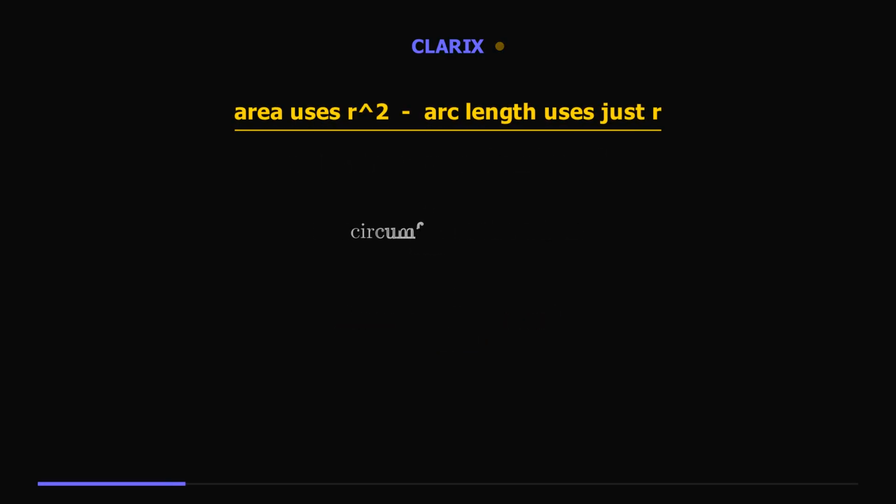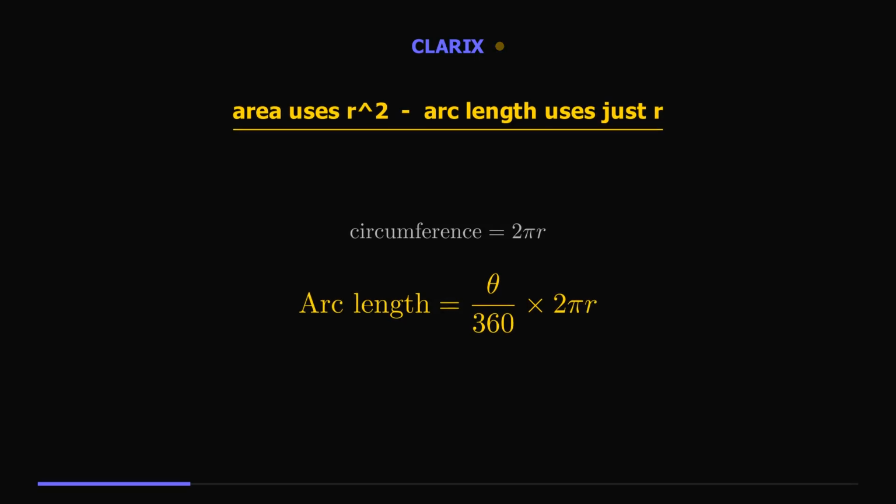The arc, the curved edge of the slice, is the same fraction of the circle's circumference. Since the full circumference is 2 pi r, the length of the arc is theta over 360 times 2 pi r. One thing to burn in: area uses r squared, but arc length uses just r. Mix those up and the whole answer is wrong.